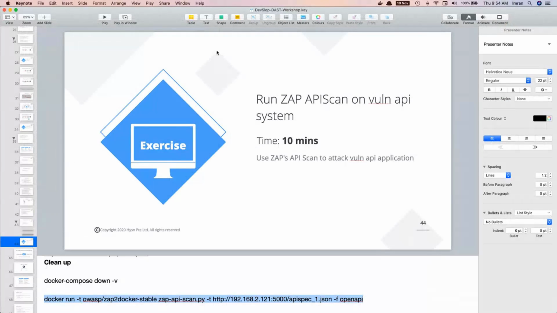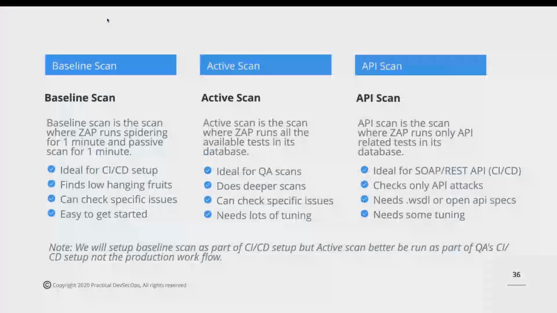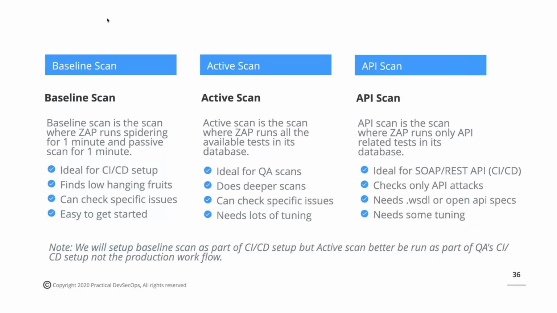So this is the explanation about it, right? You have baseline scan, which is good for CI/CD pipeline. We have active scan, meant for QA scans, and API scan. You can use it in CI/CD pipeline. It's not as bad as active scan, but it does take a good amount of time. It checks only API attacks, but you can configure it appropriately. By default it does that, and it takes a file or OpenAPI specification.